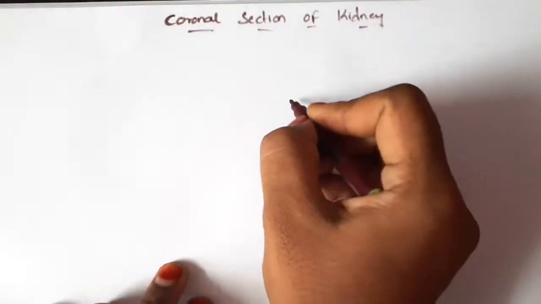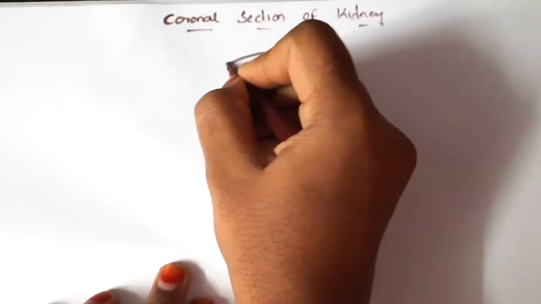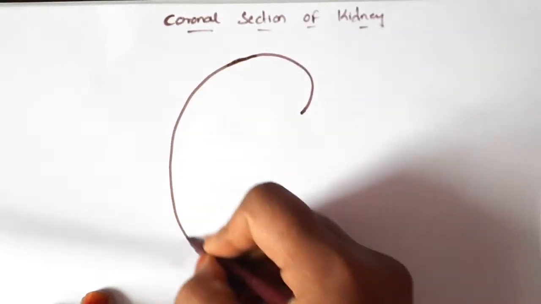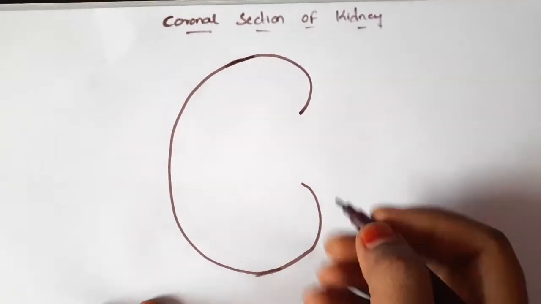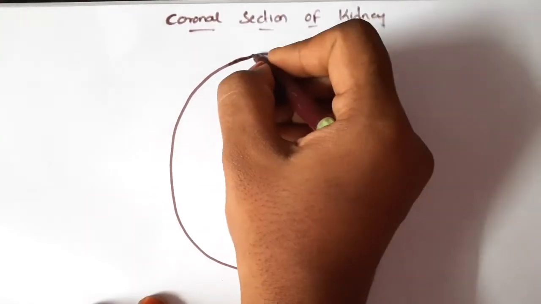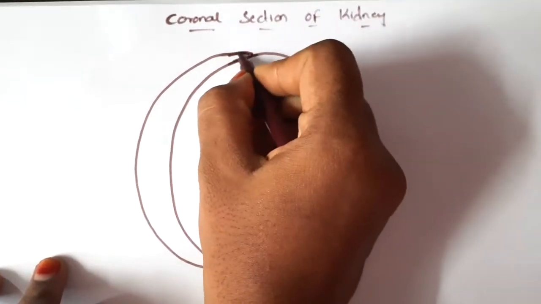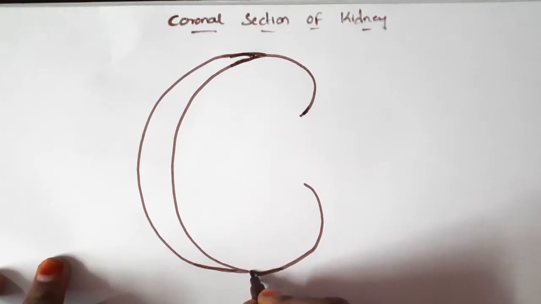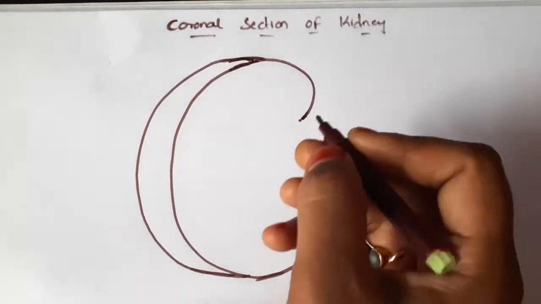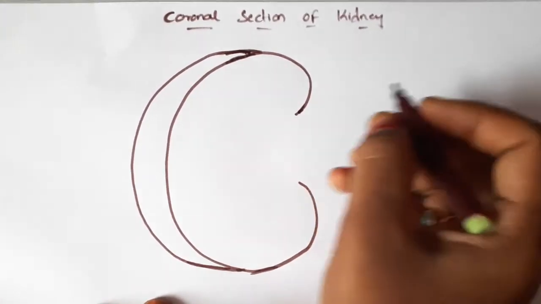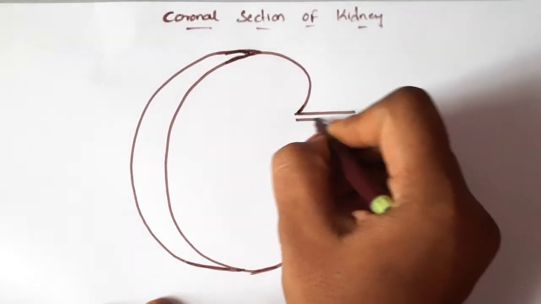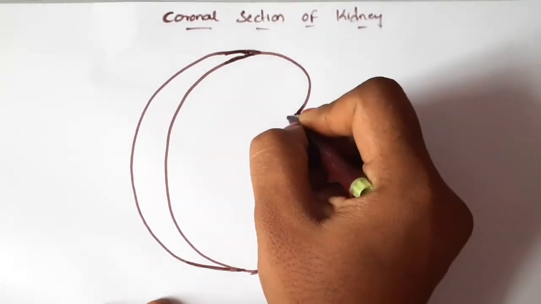Hi friends, today I'll show you how to draw the TS of kidney. If you see the transverse section of the kidney, or nothing but coronal section of the kidney, it is divided into three parts: outer cortex, inner medulla and renal sinus. This outer cortex is again divided into cortical arches and renal column.